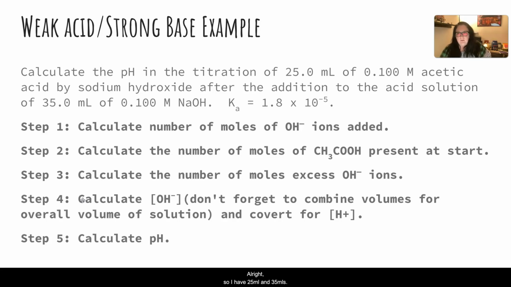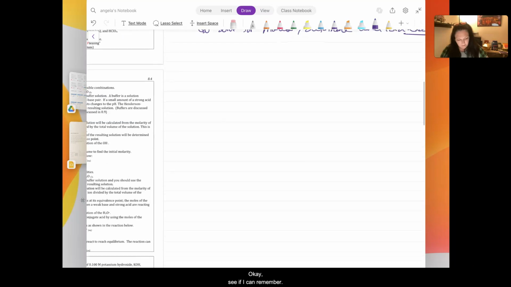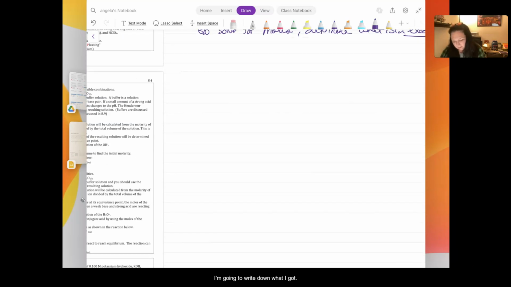All right, so I have 25 mL and 35 mL. Let's see if I can remember that. There's NaOH. Okay. I may have to click back. I'm going to write down what I got. I got 25 milliliters of 0.100 molar acetic acid.